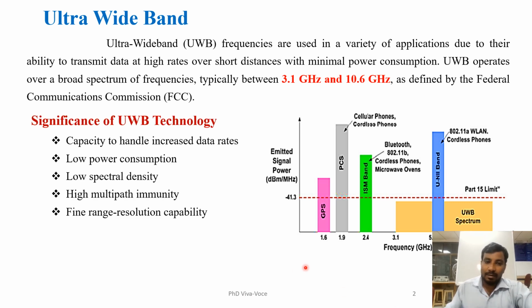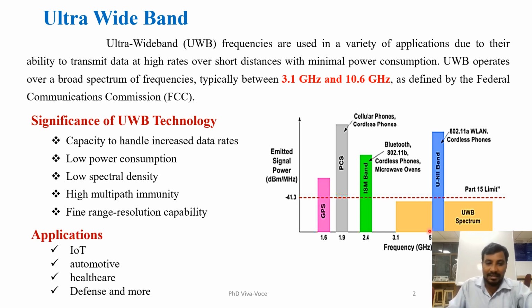What is the significance of ultra wideband technology? It has very high data rates to handle different types of communication with high capacity, and very low power consumption. As I said, when you want to integrate such an antenna with a battery power source, the battery cannot be drained very fast. So the ultra wideband antenna has that specific characteristic: low power consumption and low power spectral density. It is also mainly used for MIMO communication, with very high multipath immunity and fine range resolution capabilities, used for different types of application.